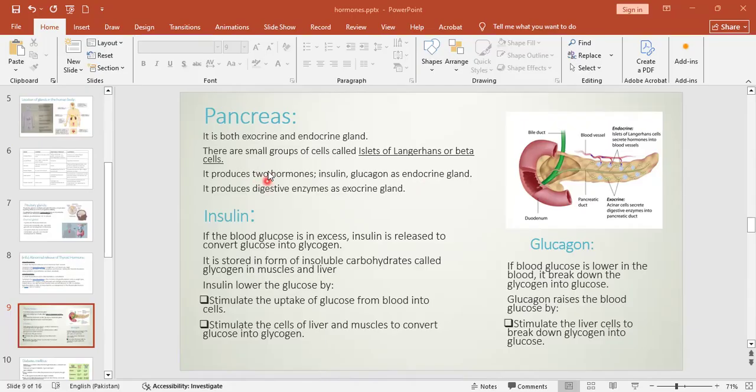There are some cells in the pancreas known as islets of Langerhans, also known as beta cells. It produces two hormones, insulin and glucagon. Insulin and glucagon. Now, how do they work?